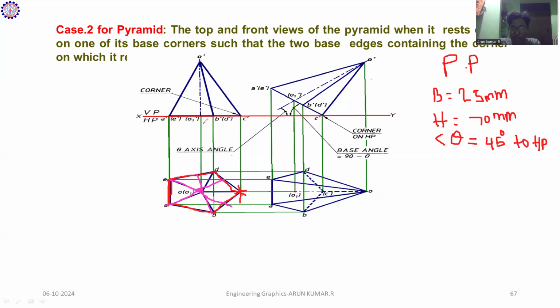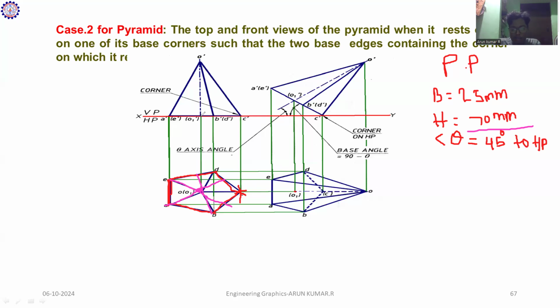Here the bracket means the inside. That is the meaning, but the reference is not important, so don't worry. After that, you have to consider the height of the solid. What is the height given? I have to consider 70 mm. This is the center point. Now we have to construct the 70 mm line length.